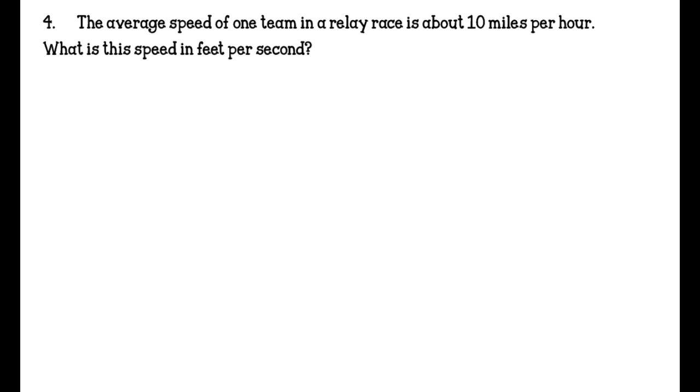The average speed of one team in a relay race is about 10 miles per hour. What is the speed in feet per second? So they gave us miles per hour and they want us to change it to feet per second. So we have to change the miles to become feet, and we have to change the hours to become seconds. So we have a lot of work to do. So the first thing we do is set up the 10 miles for 1 hour.